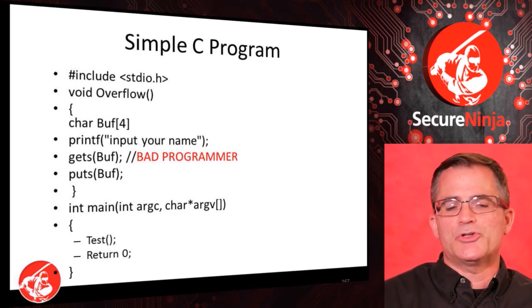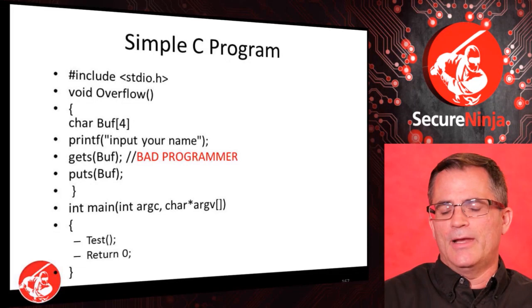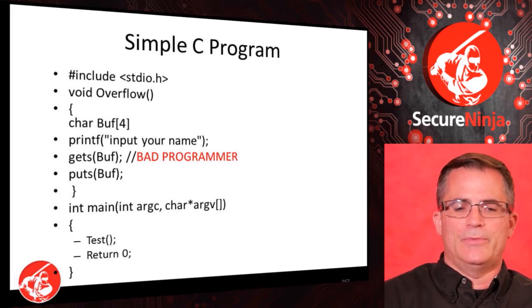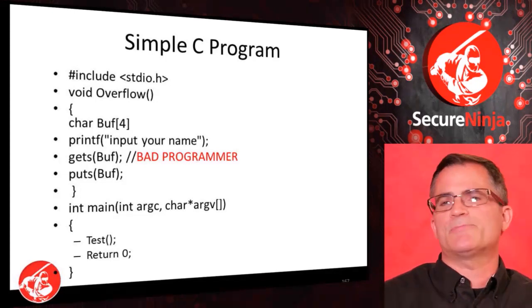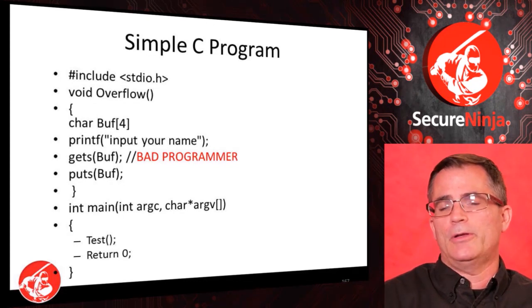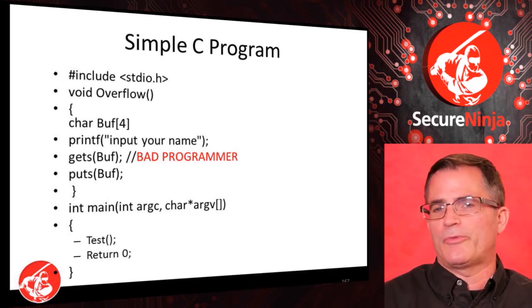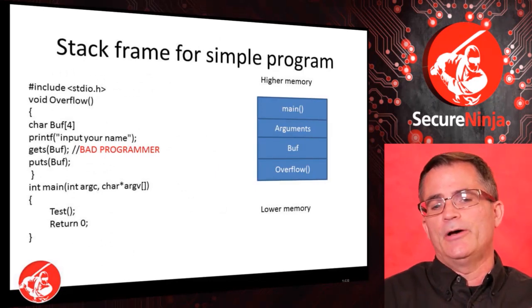So we say input your name. A bad programmer says get string buff. Well, buff is just an arbitrary area of memory that has character space. Well, in this case it's 4 characters, well, what if I put in 10 characters? Well, all he does is put string buff, which would display it on the screen. So if I put in 4 characters, the program's fine.